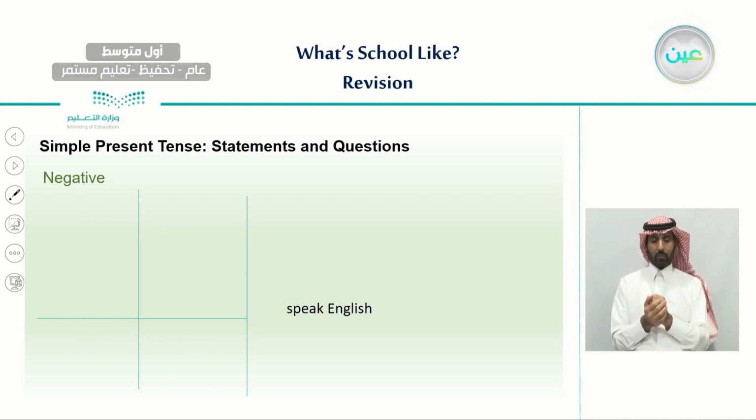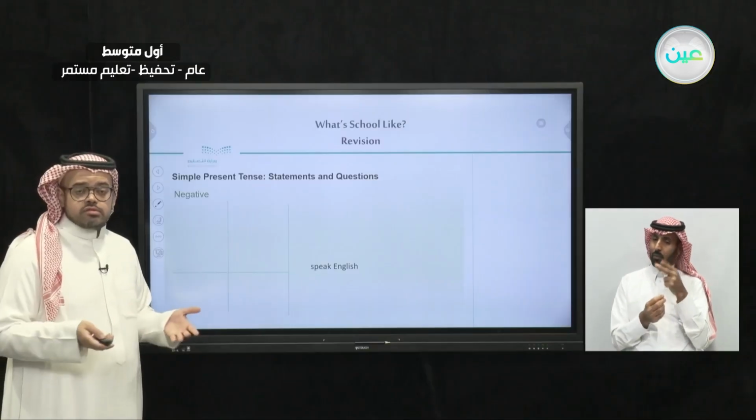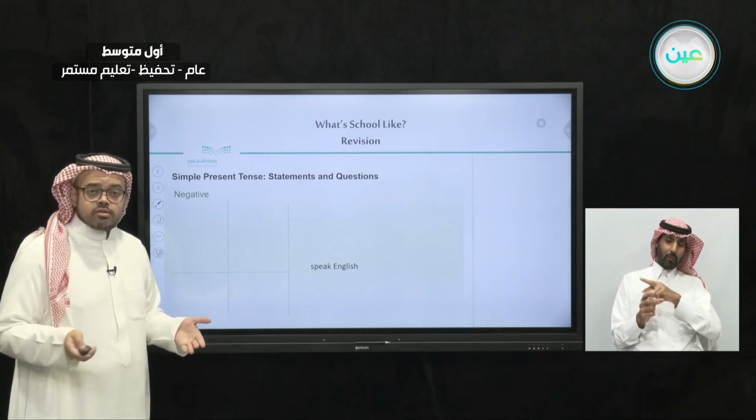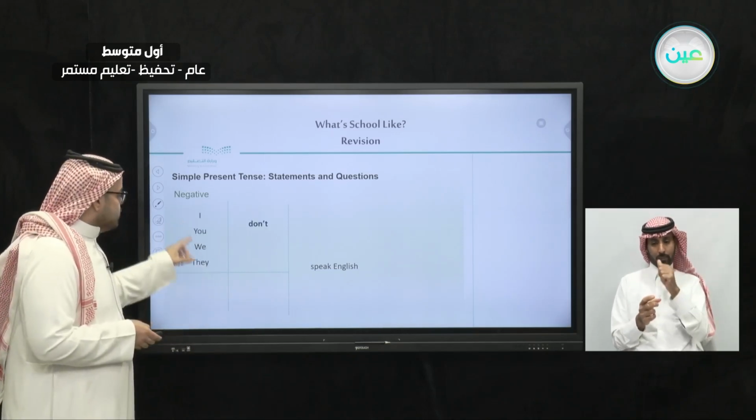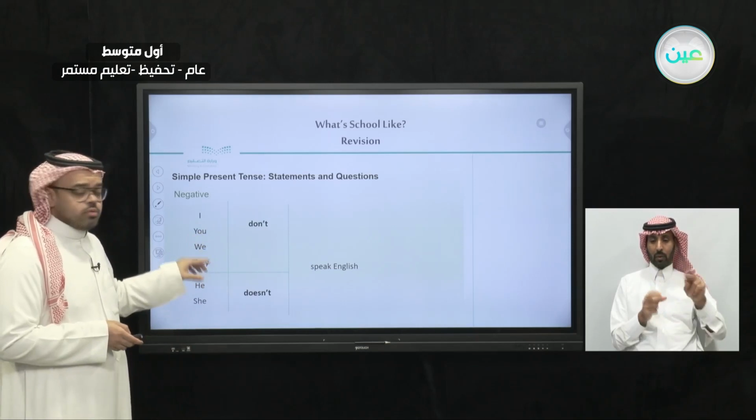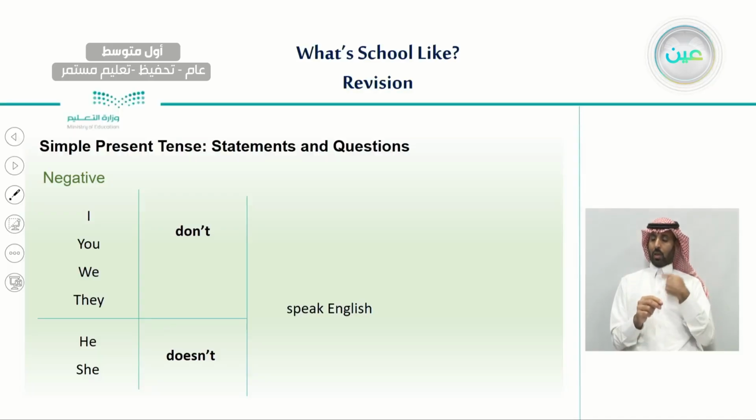And also we learned how to make negative sentences in the simple present tense. For example, with the same subject pronouns, I, you, we, they, we use don't. We use don't if we want to make negative sentences. For example, I don't speak English. You don't speak English.